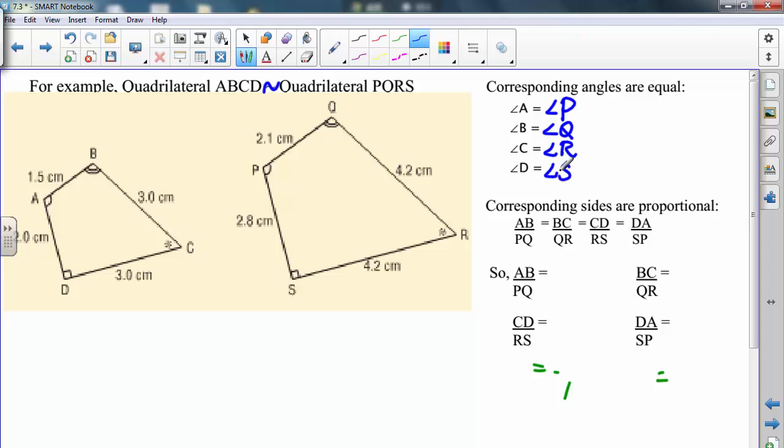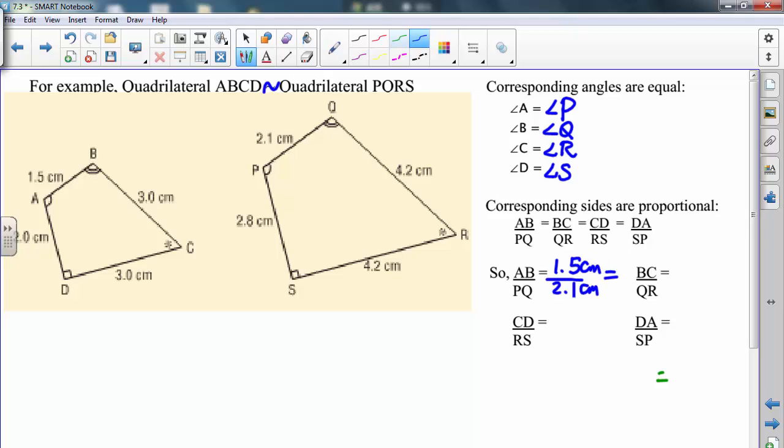After we identified that all corresponding angles are equal, right now we need to look at whether the corresponding sides are proportional. The corresponding sides are proportional means the ratios of the corresponding sides are equal. Let's look at the first ratio, which is the ratio of AB to PQ. AB and PQ are two corresponding sides in these two quadrilaterals. AB is 1.5. PQ is 2.1. If you want to put in centimeters, that would be great.